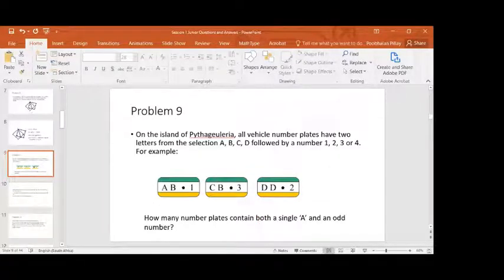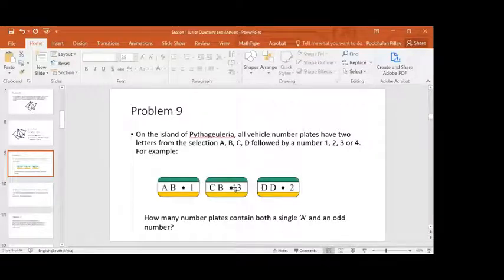Okay. So this problem says that on some island, which is named after a famous Greek mathematician, all vehicle number plates have 2 letters from the selection A, B, C, D, followed by a number 1, 2, 3, 4. We have some number plates like that in South Africa. In Gauteng, you've got letters and numbers, but of course the numbers come in the front, I think. The letters come afterwards. But this is a kind of simple situation.